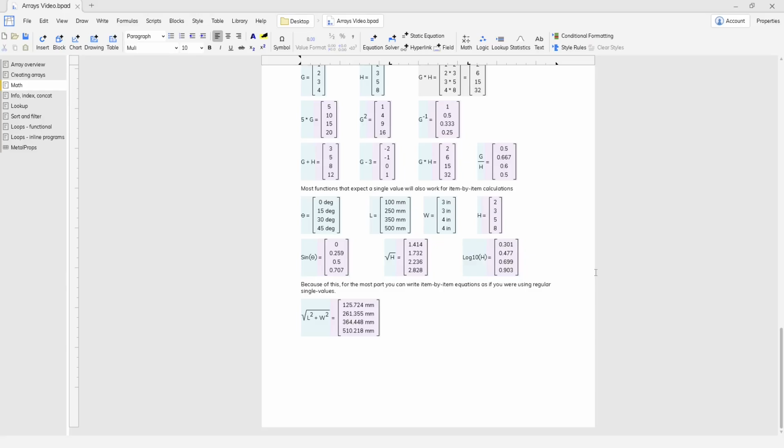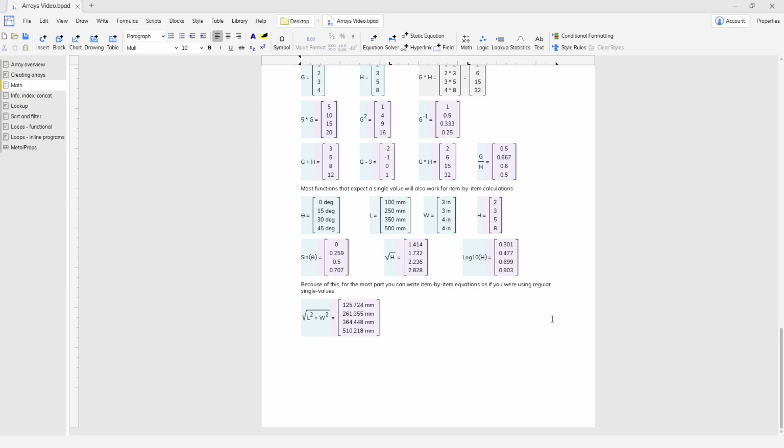So also most functions in Blockpad that expect a single value are also going to work for item by item calculations. So for example, sum or average isn't going to work as item by item. That's going to treat the array as an entire array. But something like sine or square root or log, that's going to look at each item in the array and perform that function on each item and return an array on that.